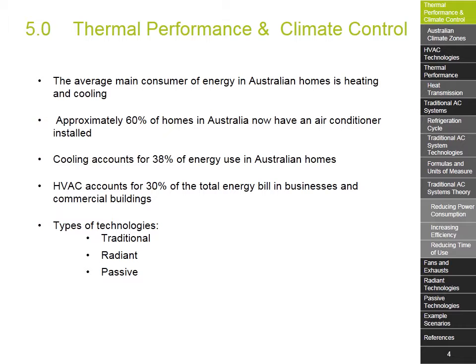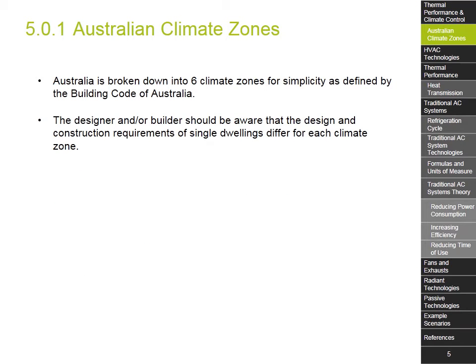There are three key types of modern HVAC technologies covered in this module. These are traditional, radiant, and passive technologies. The thermal performance of a building is often presented as a measure of its ability to keep or repel heat and maintain a steady, comfortable, internal ambient temperature.